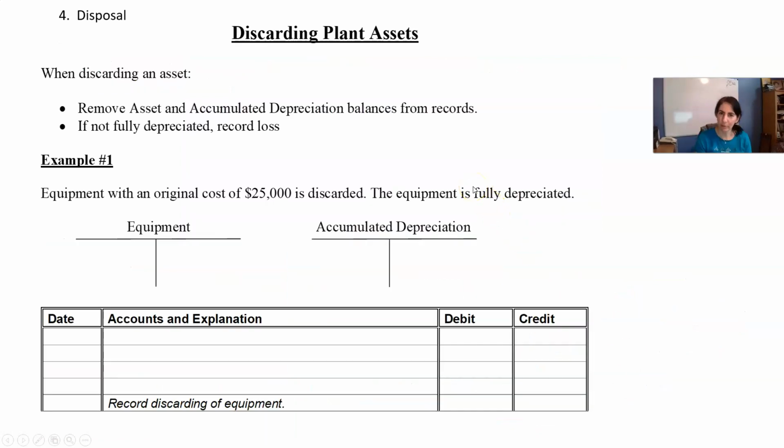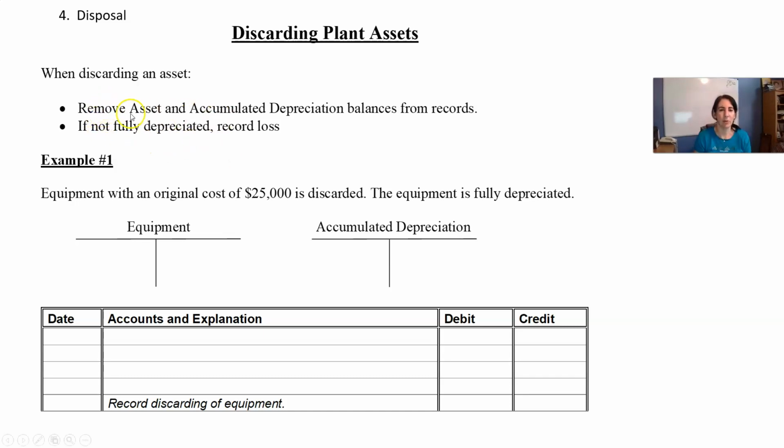Let's talk disposal. Okay, we're getting rid of assets now, right? We're working through the life cycle. We acquired them, we maintained them, then we depreciated them, and now we are getting rid of them. So the last piece in the life cycle is disposal.